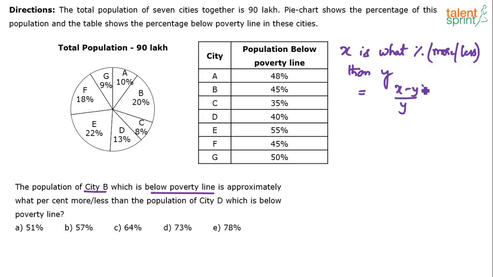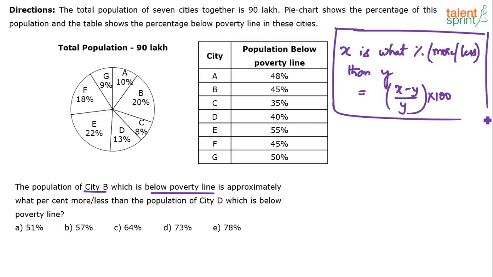X minus Y by Y into 100. Very, very important. X is what percentage more or less than Y. X minus Y by Y into 100. What is X here? B BPL is approximately what percentage more or less than Y. What is Y here? D BPL. D BPL and B BPL. So B BPL is how much? 45% of B. D BPL is how much? 30% of B. So this is actually X. 45% of B's population. You're able to follow? X here is city B, which is below poverty line.